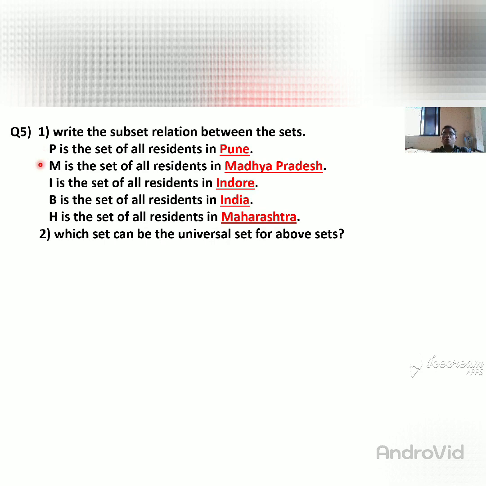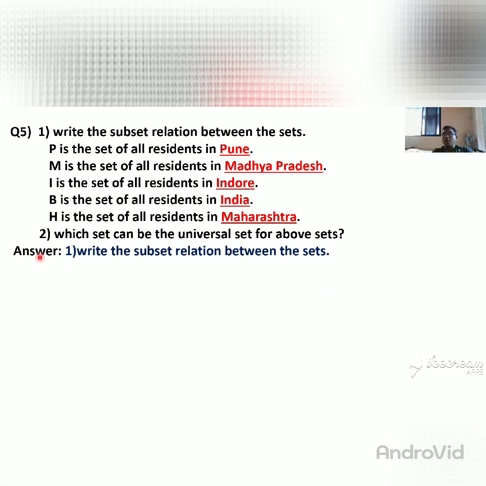M is the set of all residents in Madhya Pradesh. I is the set of all residents in Indore. B is the set of all residents in India. H is the set of all residents in Maharashtra. This is given to us and we want to write a relation between them. Who is the subset of whom? How can we write the subset relation?